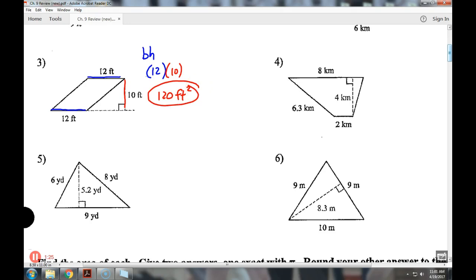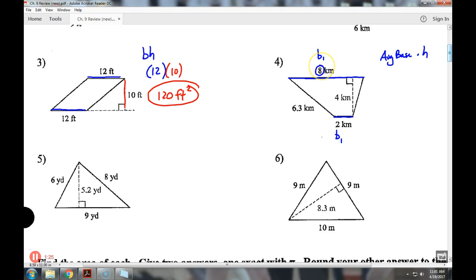Alright, number 4 is a trapezoid. So you could just use the formula for the area of a trapezoid. The problem is you have 2 bases. You have 2 and you have 8. We typically call one base number 1 and one base number 2. Since you have 2 bases, one base is too small, the other base is too big. So the formula for the area of a trapezoid is the average base times the height. So it's very similar to all the other ones, base times height, but it's the average base.